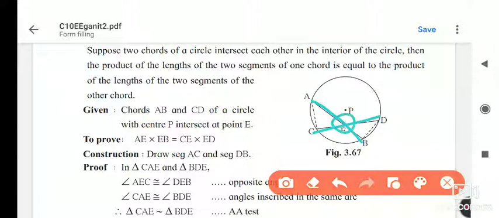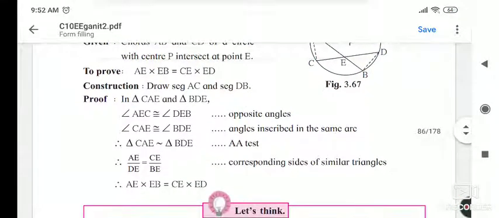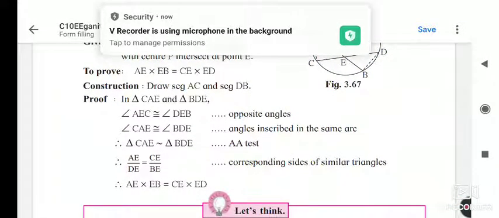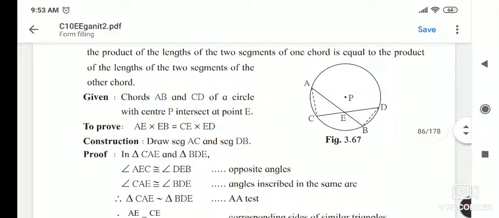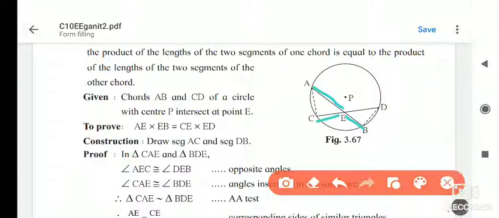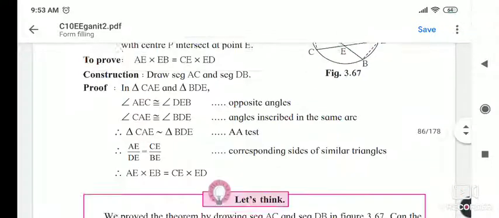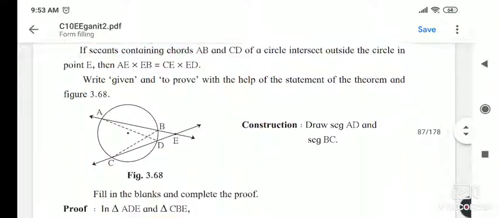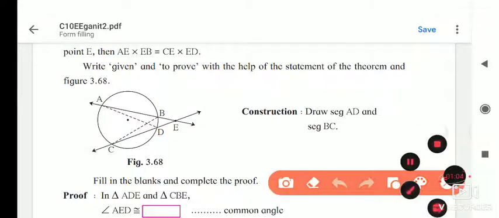If they intersect each other inside the circle, then we saw that the multiplication of the lengths of the two segments of the chord, AE into EB, is equal to CE into ED. And if they intersect each other externally, then what happens?